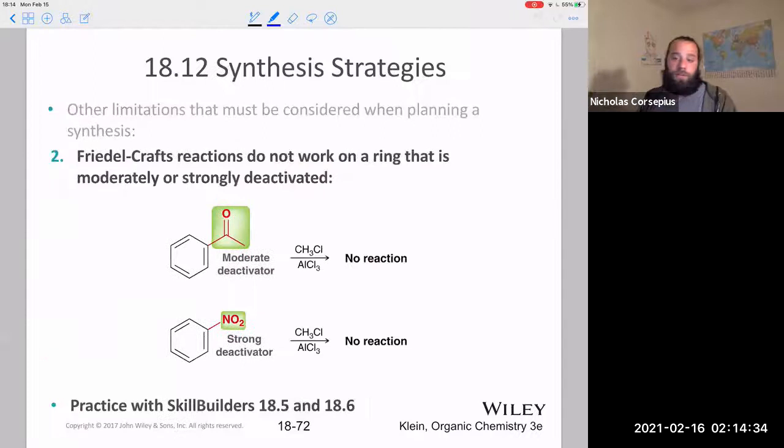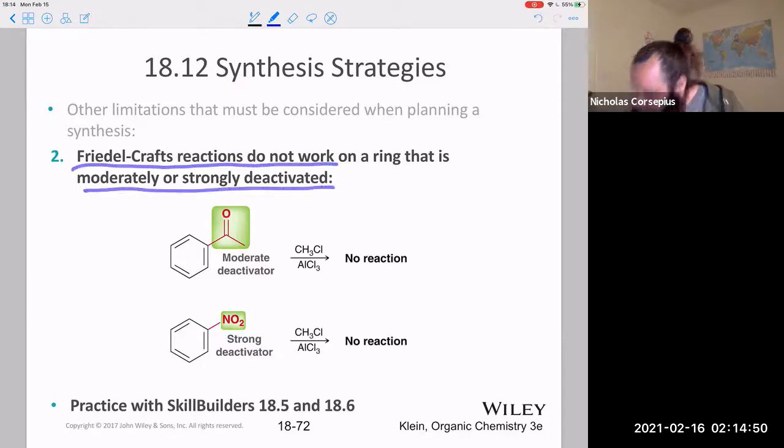The other thing is those Friedel-Crafts reactions. We had talked about how they don't work with nitrobenzene because it was deactivating. Now that we've learned how to categorize molecules as activators, deactivators, et cetera, we can clarify this and say that the Friedel-Crafts reactions do not work with moderately or strongly deactivated rings. Okay, so just something to keep in mind.